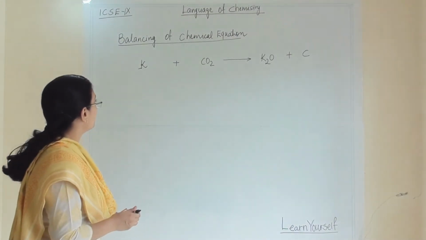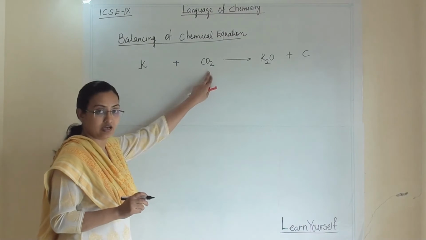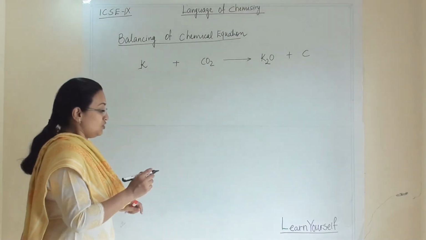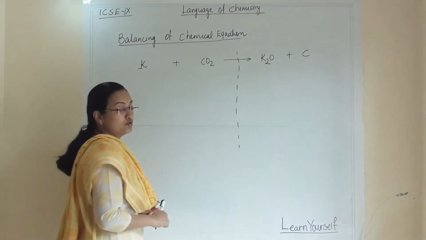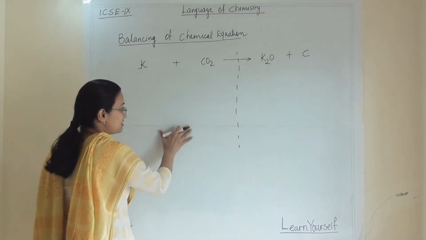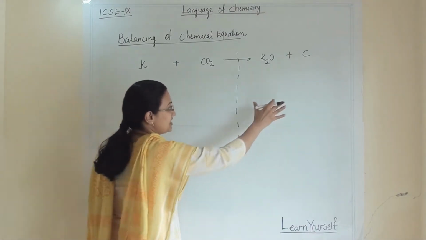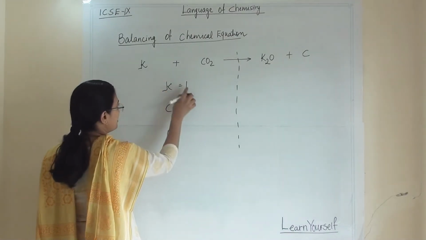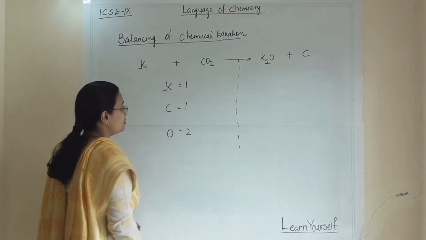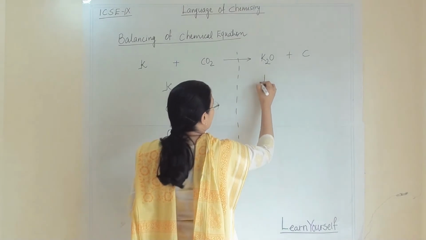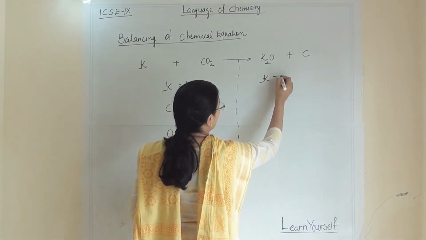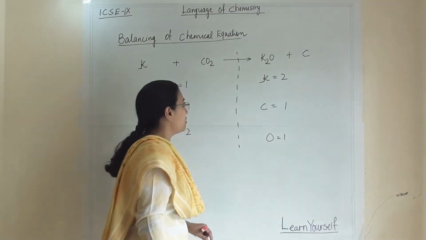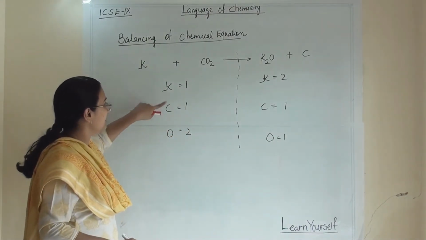So here I have mentioned one equation. Potassium when reacted with carbon dioxide will give us potassium oxide and carbon. So what is our first step to balance an equation? We will write all the atoms from the reactant side and from the product side. So we have here potassium, carbon and oxygen. We have 1 potassium, 1 carbon and 2 oxygen, whereas on the product side we have 2 potassium, 1 carbon and only 1 oxygen. So we need to balance potassium and oxygen.